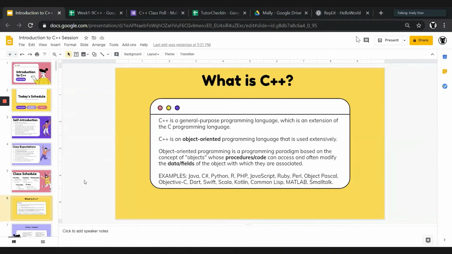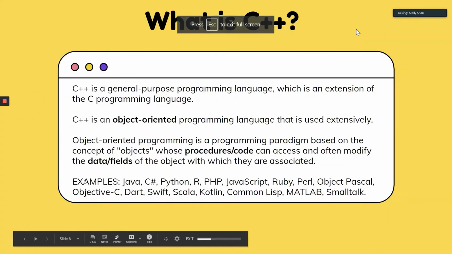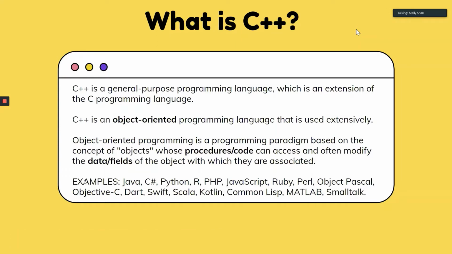Let's first start by going over the presentation. So what is C++? What is this crazy language that I've been talking about for the last 30 minutes? C++ is a general purpose programming language, which is an extension of the C programming language. If you know your history of programming, C came before C++. And even before C, you had COBOL and Fortran, but you don't have to worry about that.